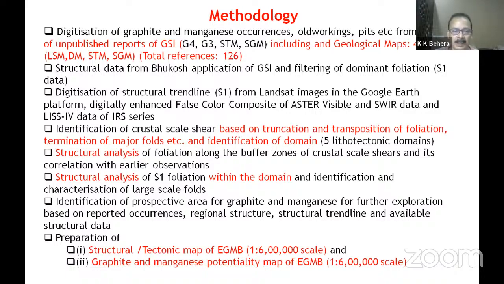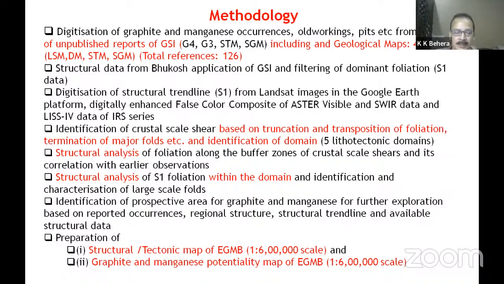We also analyzed the data within each domain, and broadly tried to identify the kind of structure within the domain. Integrating our graphite and manganese occurrences, regional structure, structural trend lines and available structural data, we tried to identify zones which can be taken up for further exploration. In that process, we have prepared two maps, including a structural tectonic map of the Eastern Ghats Mobile Belt on 1:6 lakh scale, which I will be showing at a subsequent stage.